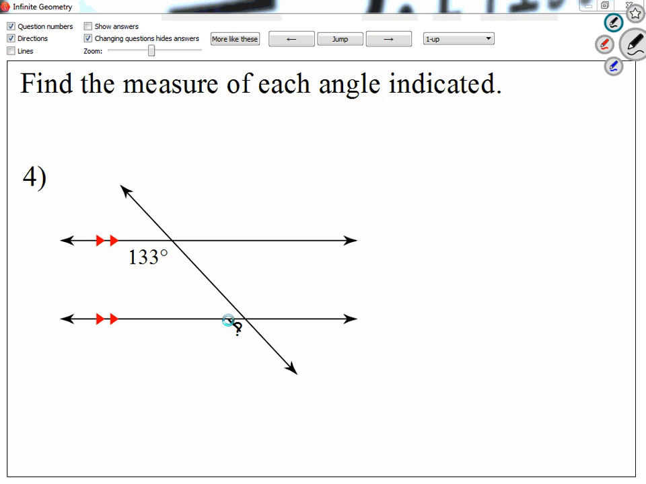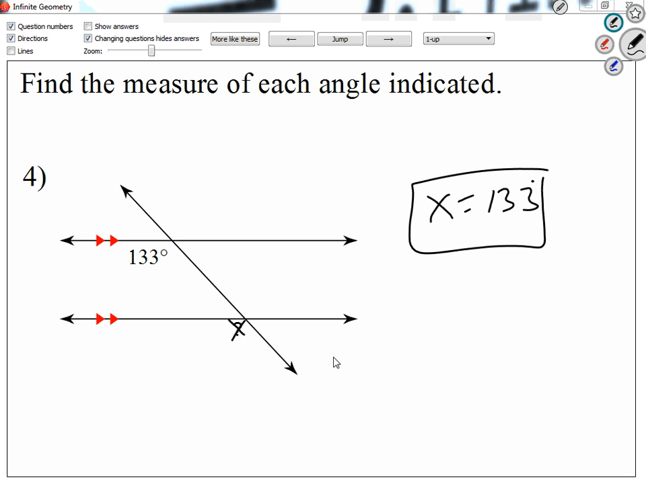Let me call that angle X for right now. And I'm going to say X equals 133 degrees. Those two angles are corresponding, and I know corresponding angles are equal to each other, as long as the lines are parallel. And I know they're parallel because of the arrows at the left. Once again, today you have corresponding, which are equal to each other, or same side interior, which add up to 180. Any questions on the first 8?